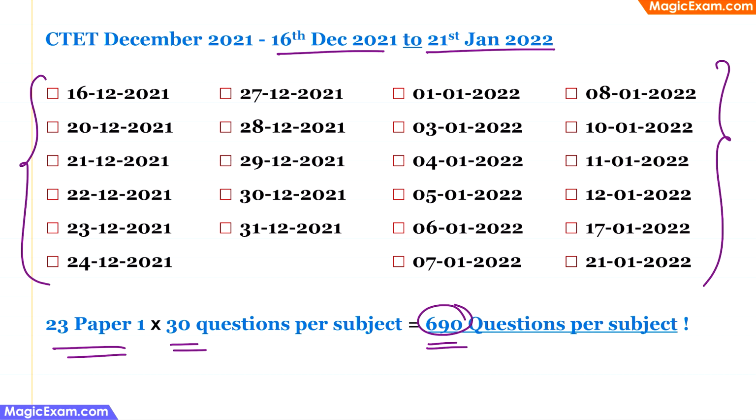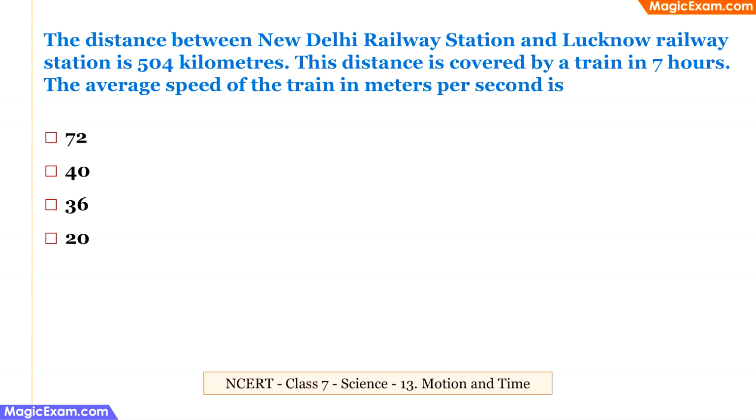So let's get started. The distance between New Delhi Railway Station and Lucknow Railway Station is 504 kilometers. This distance is covered by a train in 7 hours. So the average speed of the train in meters per second is what? Now, first let's look at the total distance traveled by the train. It's 504 kilometers. So let's just write 504.